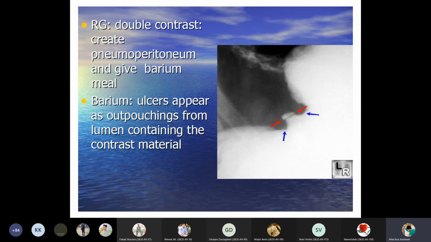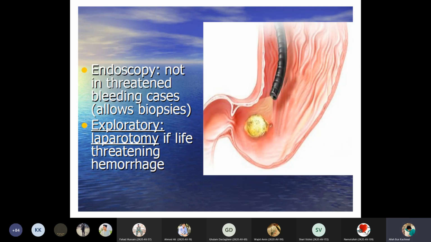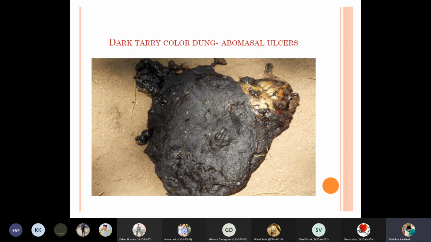Endoscopy can be performed if there is non-threatening bleeding, and it allows biopsies. Exploratory laparotomy if a life-threatening hemorrhage is there. You can perform an endoscopy by which you can diagnose the ulcers in the stomach, and as well you can perform exploratory laparotomy so that you can stop the bleeding and also remove the portion or part of the ulcer from the stomach and then rejoin the normal or healthy edges to each other.